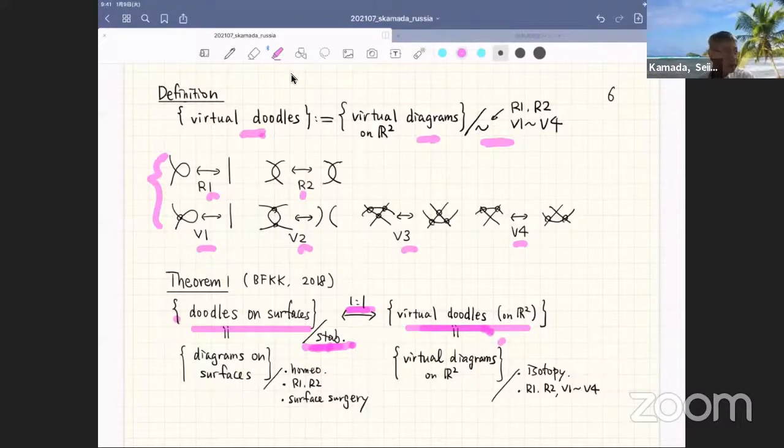Yesterday I had classes to teach, so I'm sorry I couldn't attend this conference. But I think there was a talk on Alexander and Markov's theorem for virtual doodles. I hope you enjoyed that talk.